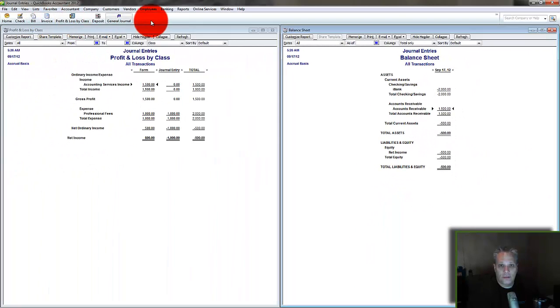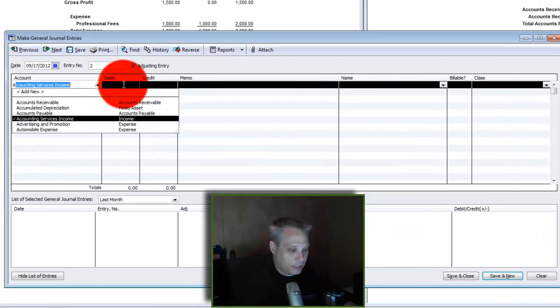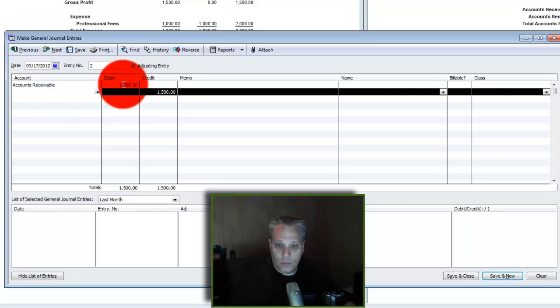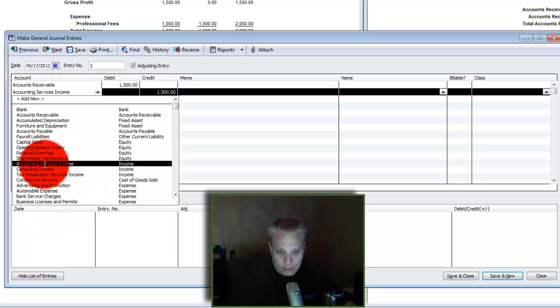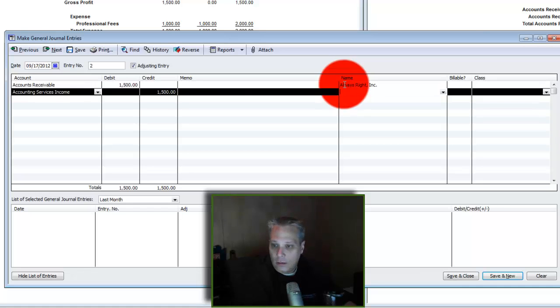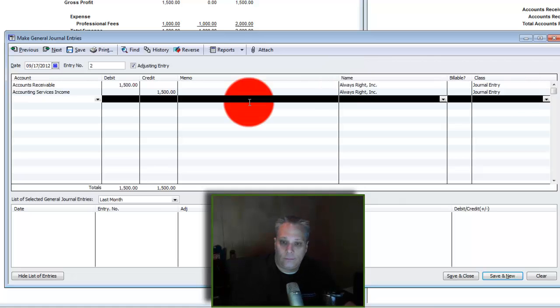Now let's do it through a journal entry. General journal. Okay. Now we're increasing accounts receivable. That gets a debit, $1,500. We are also increasing income. So we need an income account here, accounting services, right? Now we also need a name to associate it with. We have to tell QuickBooks whose receivables this is and whose income this is. So I put my name, and my class is going to be journal entry.